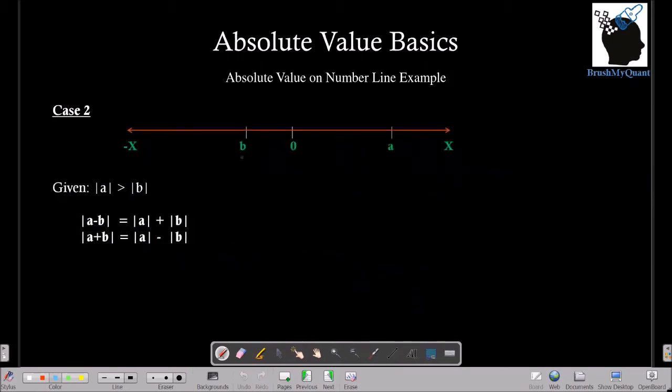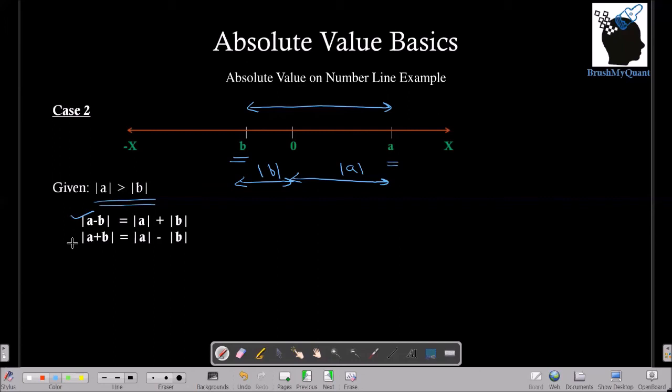Now let's see what happens if b was a negative number. So in this case, we have b as a negative number and a as a positive number, and it is given to us that mod of a is greater than mod of b. And we need to find the value of mod of a minus b. We know that mod of a minus b is nothing but the distance between a and b, which is nothing but mod a plus mod b in this case. So when a and b have opposite signs, mod of a minus b will be equal to mod a plus mod b, and mod of a plus b, since they have opposite signs, will be equal to mod a minus mod b.